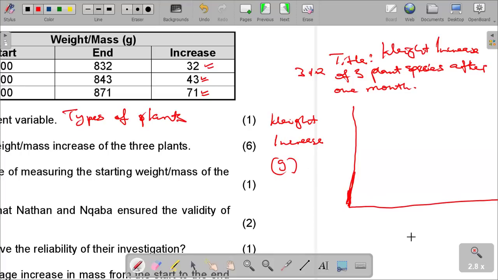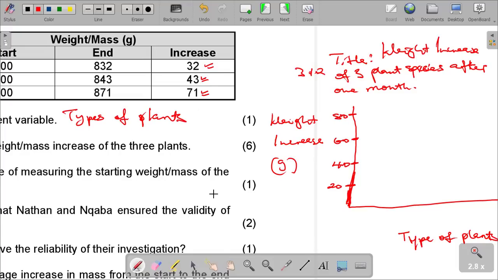On the horizontal axis we should have the type of plants, so we have our different plants. Which scale can we use? I think I can use a scale of 20: 20, 40, 60, 80. That's my scale.